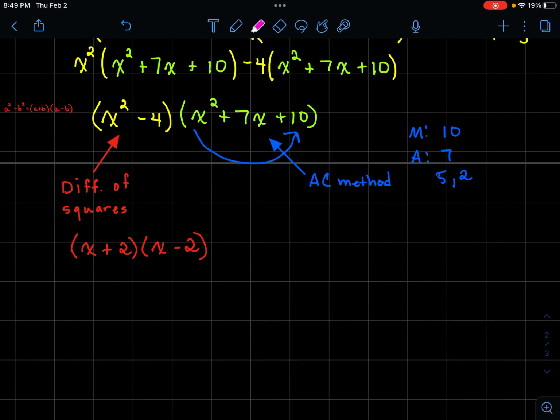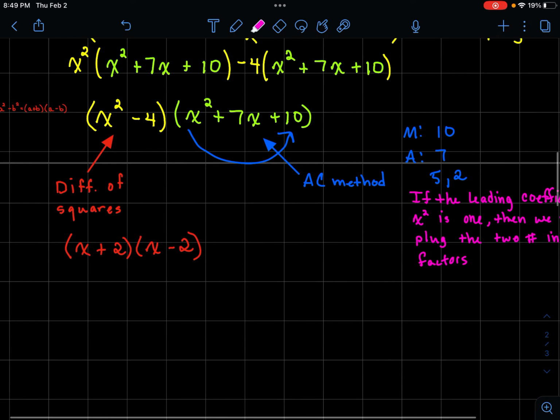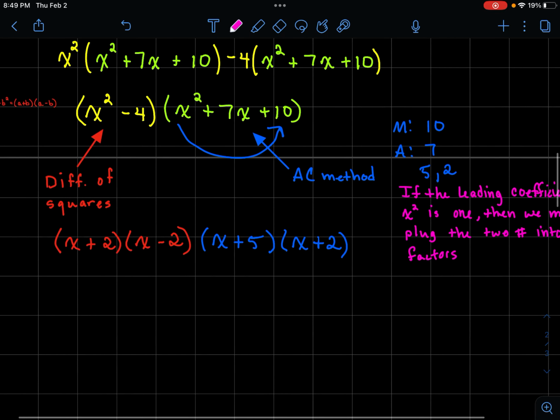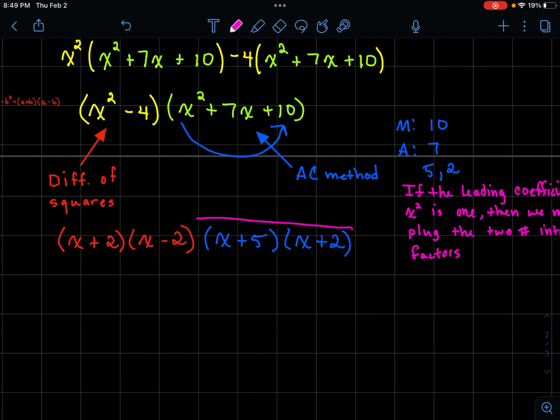And because these problems do require a little bit more work, it's nice to have some shortcuts available for us. The shortcut I'm going to show you here is that if the leading coefficient of the x squared is a 1, then we're just allowed to plug these numbers straight into our factors. And what you'll notice, again, this is a 1 here for the x squared, so we can take the 5 and the 2 and go straight to our factors and plug them in. So our factors then for the green parenthesis is x plus 5 times x plus 2.